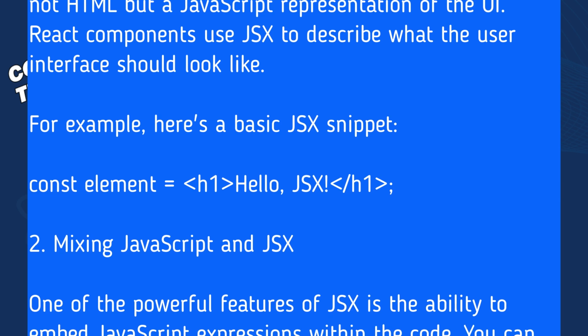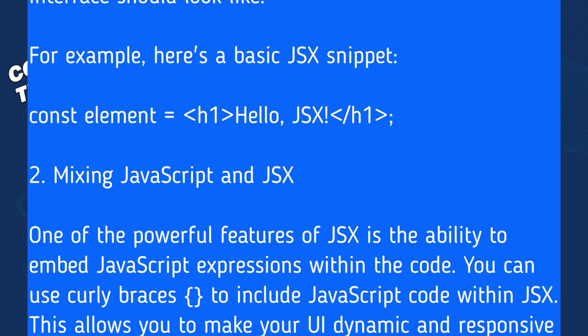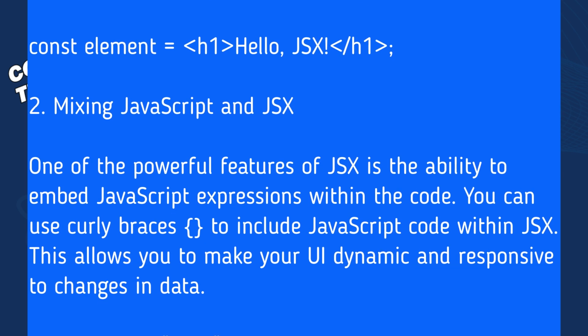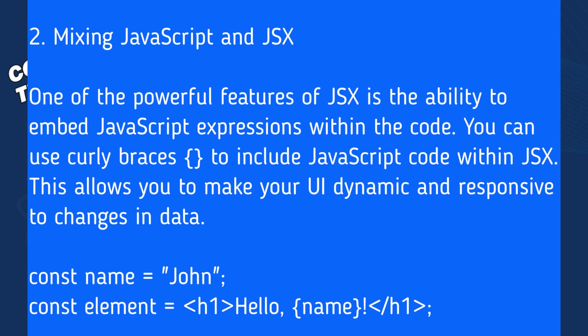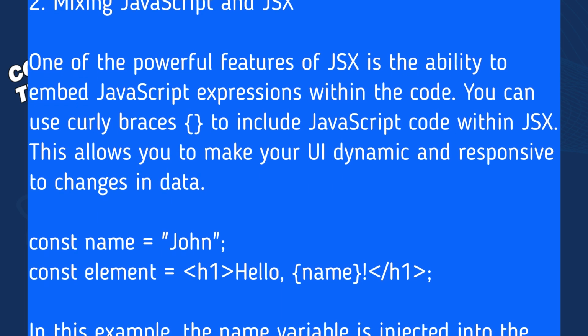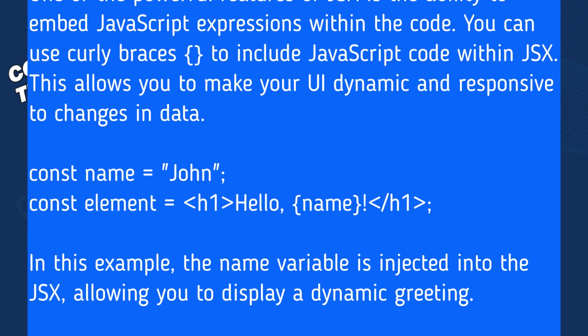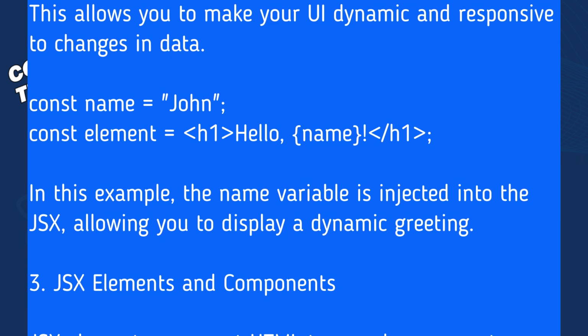2. Mixing JavaScript and JSX. One of the powerful features of JSX is the ability to embed JavaScript expressions within the code. You can use curly braces to include JavaScript code within JSX. This allows you to make your UI dynamic and responsive to changes in data. const name = 'John'; const element = <h1>Hello, {name}</h1>. In this example, the name variable is injected into the JSX, allowing you to display a dynamic greeting.